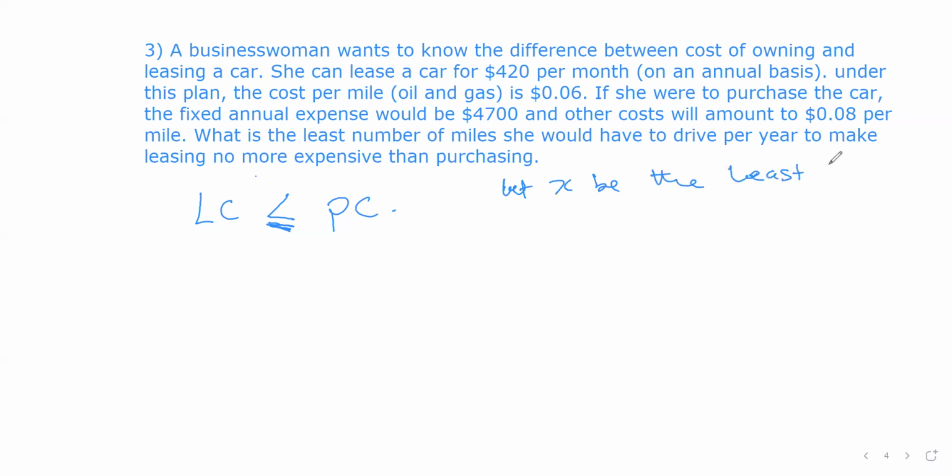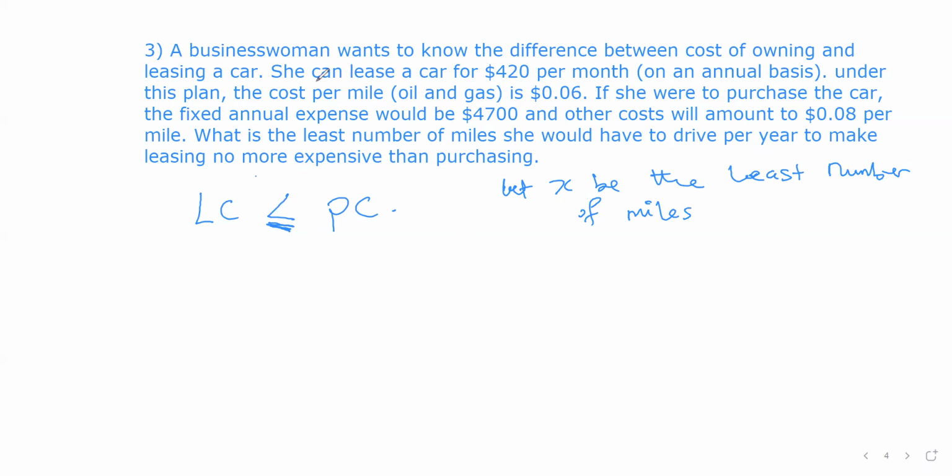Let X be the least number of miles that should be driven so that leasing can be no more expensive than purchasing. All right. What is the least number of miles? So let X be that least number of miles. So that when I eventually solve for X, I have answered the question, the what is question. All right. So let's look at leasing costs now.